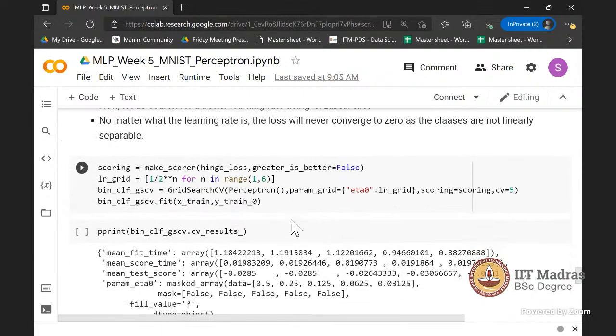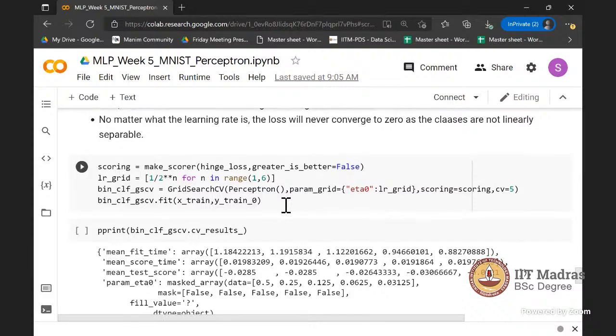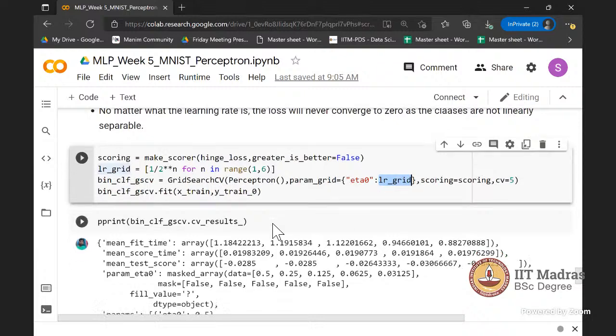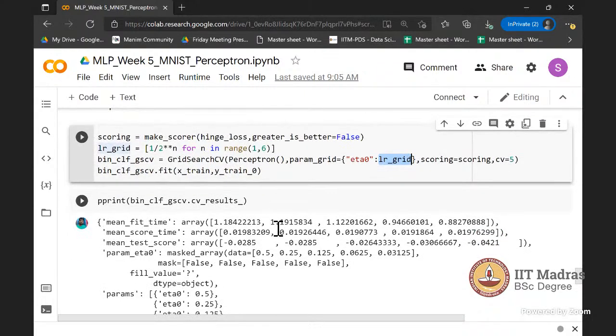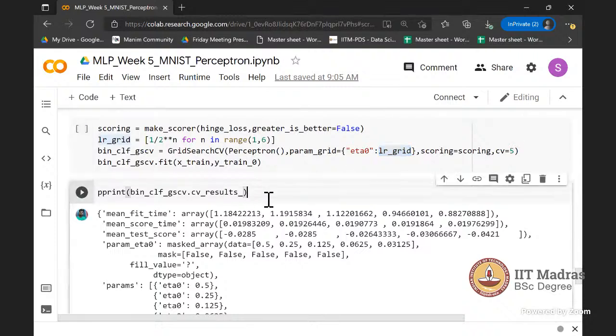Now we can implement grid search with this model. There's only one parameter with which we can experiment. There's only one hyperparameter for the Perceptron model, which is its learning rate. And this is the result that you're going to get for cross-validating the Perceptron model.